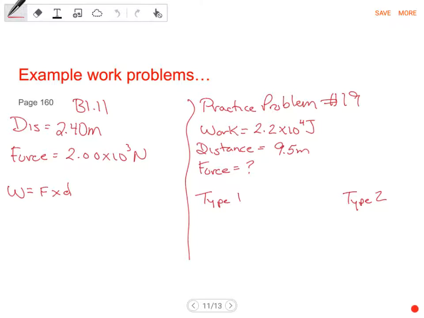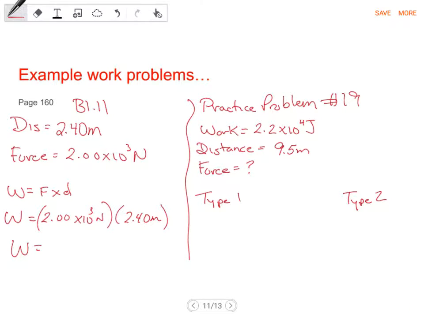These are just some basic examples here from your textbook. The first example is B1.11. They give us a displacement of 2.4 meters. They give us a force. I just wanted to show you quite simply how this could be calculated. So you have your blank formula, then you should sub in what you have, so 2.00 times 10 to the 3 newtons. You can use brackets if you like. And your displacement was 2.40 meters.